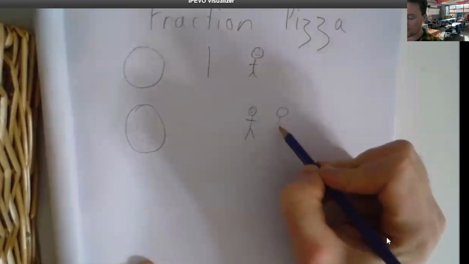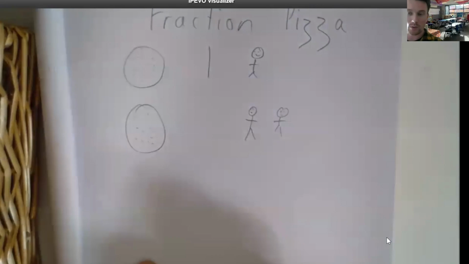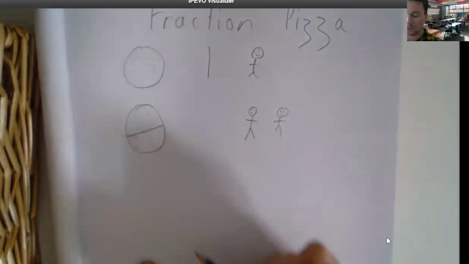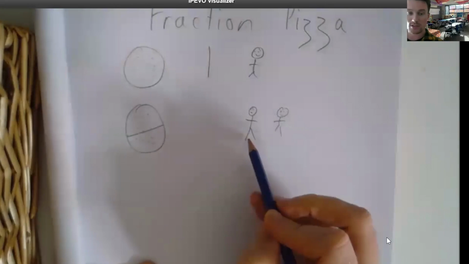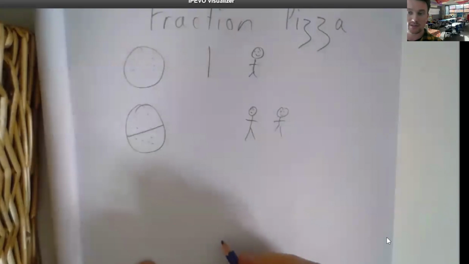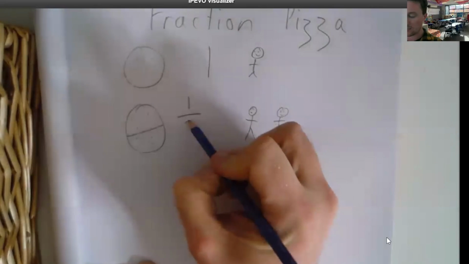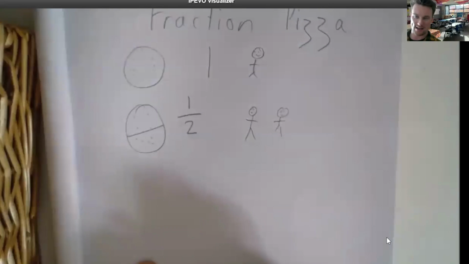Now let's say that there's 2 people this time that want to eat pizza. All right, well, we're going to have to cut the pizza into half. Look, now one person has half and the other person has another half. So let me show you what that means. So that would mean that each person has a half.